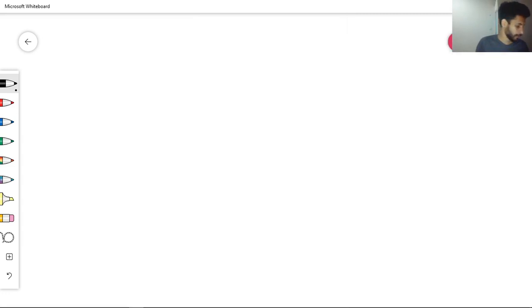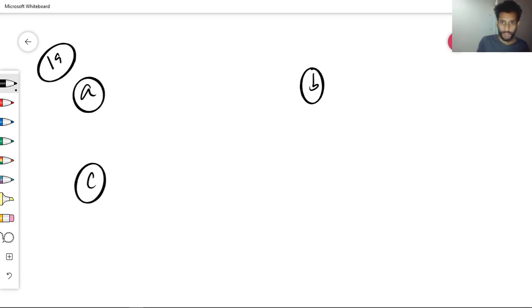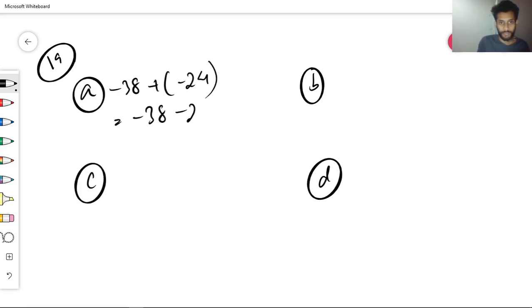Of all these numbers, which one is not negative? To find this, first of all we will find the values of all these numbers. Question number 19, A, B, C and D. First of all we will do minus 38 plus minus 24. Of this, minus 38 minus 24, when we add, it will be minus 62.